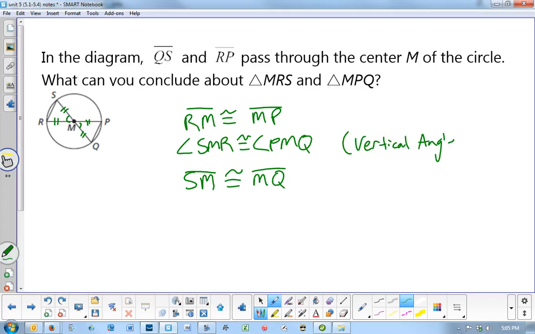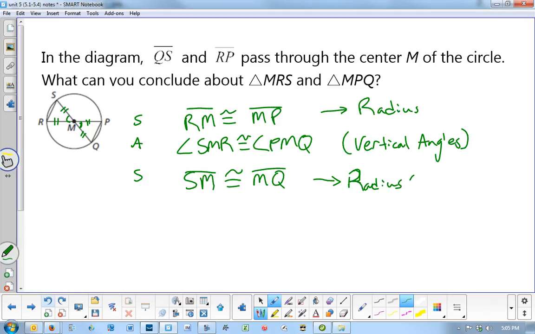These sides we can say are congruent because they're radiuses, and radiuses are congruent. Congruent radiuses, something like that. And so that's enough. We've got a side, and this angle is included in those two sides.